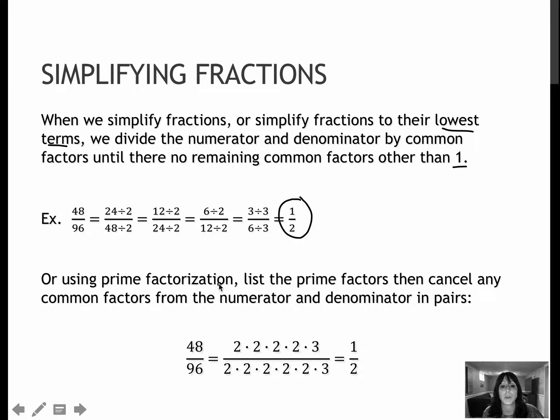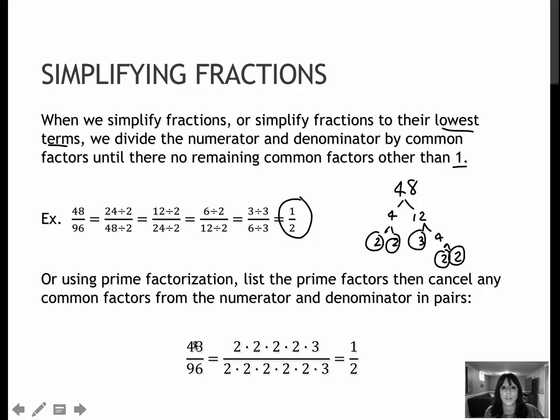Another method is using prime factorization. So we talked about how to do this. Remember, you started with your number and then you break it into a factor tree. So for instance, this would be 4 times 12. 4 is 2 times 2. 12 is 3 times 4. And 4 is 2 times 2. And so I would write that as 2 times 2 times 2 times 2 times 3. If I repeat the process for 96, I'll save you the time. I've already done it. 2 times 2 times 2 times 2 times 2 times 3.